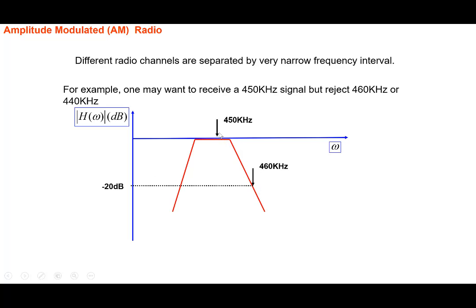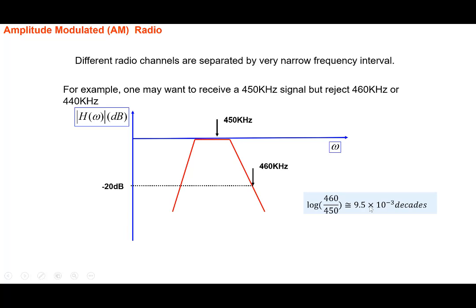So how many decades are there between 450 and 460? We take log 10 of 460 by 450. So there are about 10 to the power minus 2 decades there, right? Hardly a decade. So what kind of an attenuation? If you recall, we describe attenuation in filters in terms of how many dB per decade. So that's why we are calculating. We have these two frequencies here, and the number of decades is here.